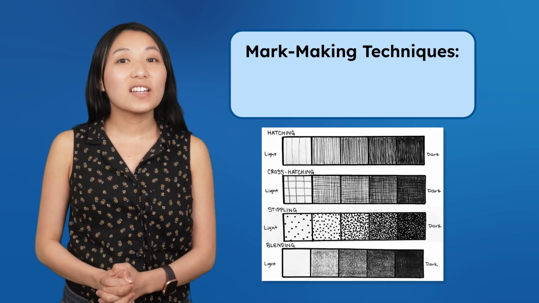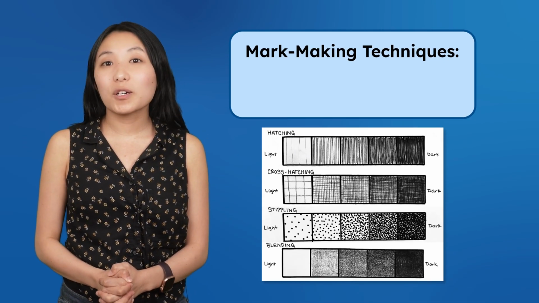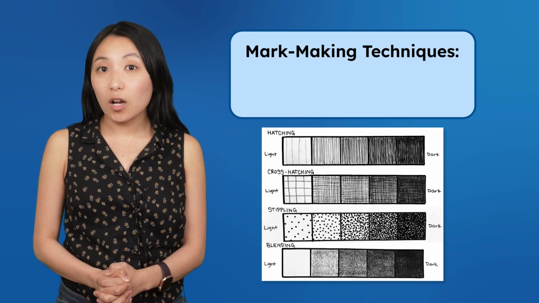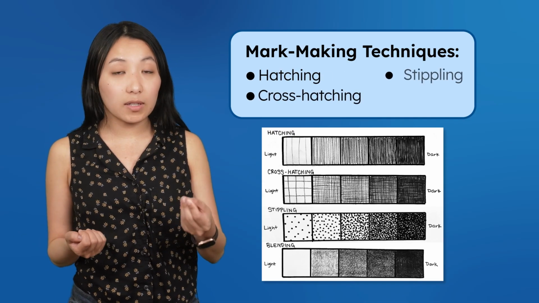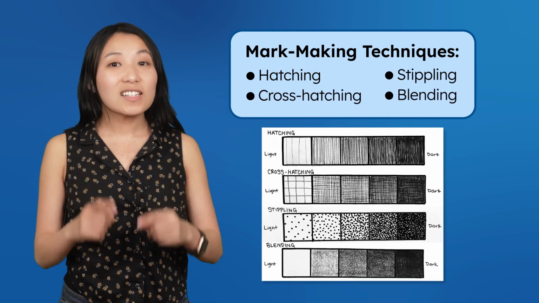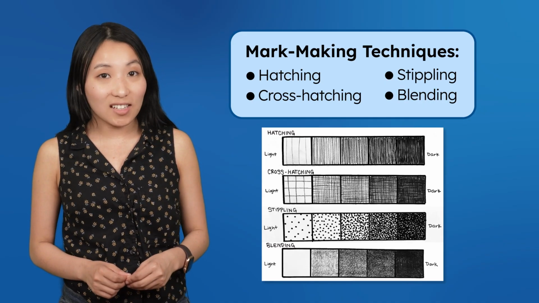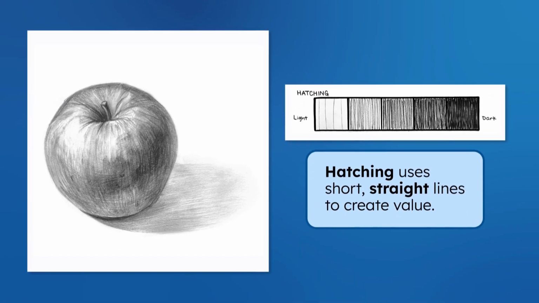To build strong shading skills, you'll need to learn mark-making techniques that artists often use to create value: hatching, cross-hatching, stippling, and blending. Let's take a moment to break these techniques down. Hatching uses short, straight lines to create value. Closer lines make darker values, while more spaced out lines create lighter values. Artists use hatching lines to build up value and texture quickly.